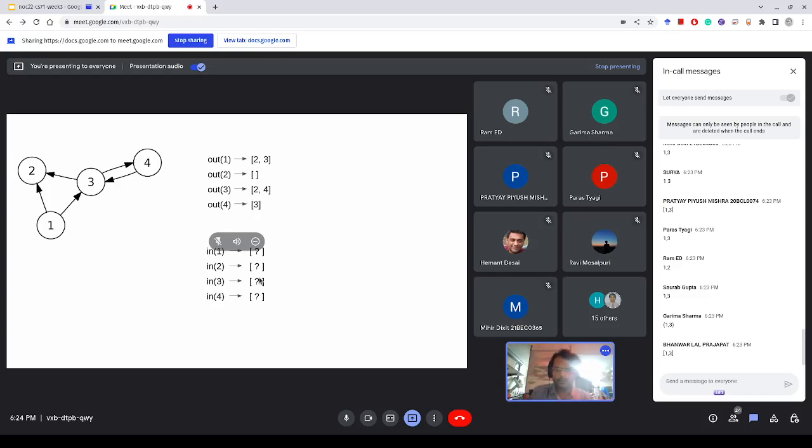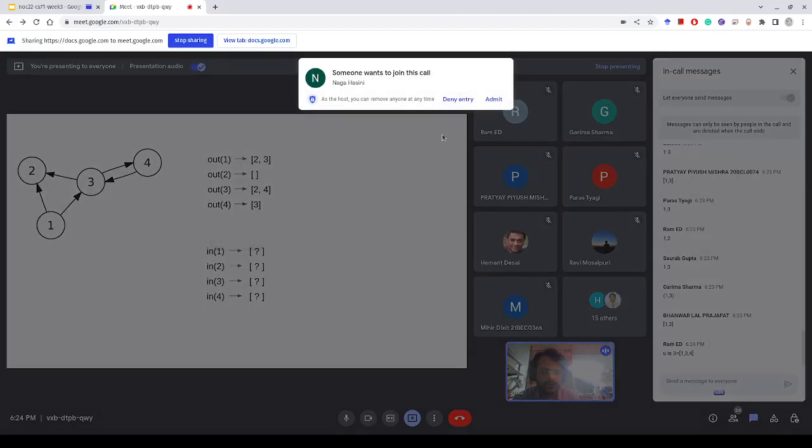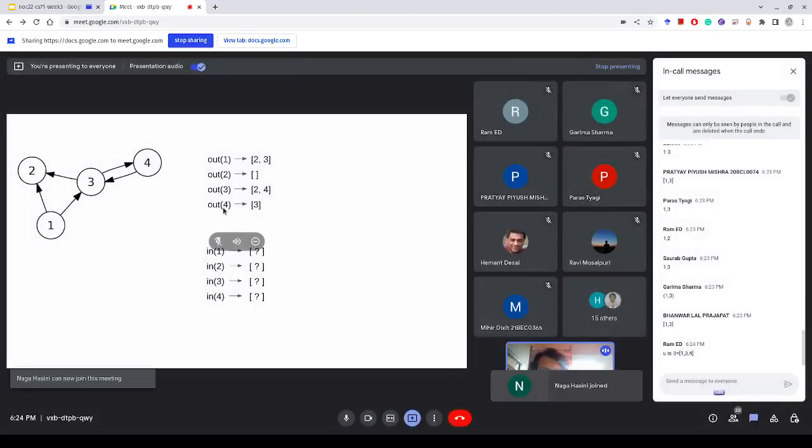Alright, so to fill this whole n list, you are going on each of this out 1, then you go on 2, and then you read 3. Then you go on out 2, there is nothing to read, you move on. You go on out 3, you read 2, 4, put them in the right place. Then finally go on out 4, read 3 and put it in the right place.